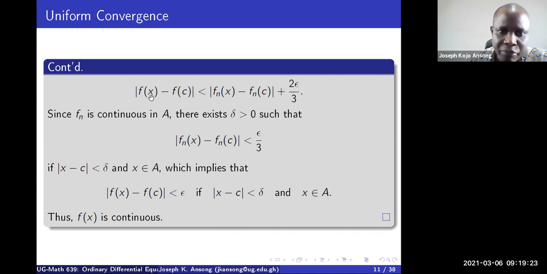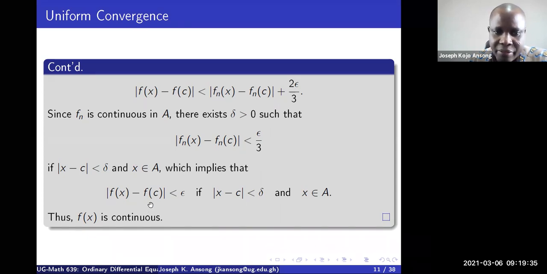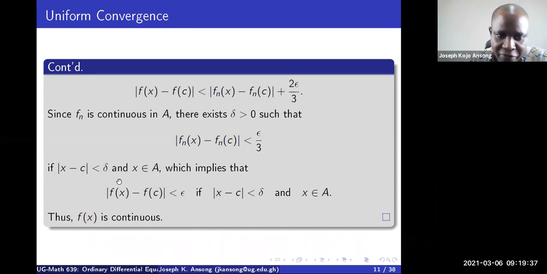Therefore, it means |f(x) minus f(c)| is less than epsilon if |x minus c| is less than delta and x is in A. All right? But again, this means that this function f(x), to which all this sequence of functions converges, is continuous, because this satisfies the definition for a continuous function. Therefore, f(x) is a continuous function.